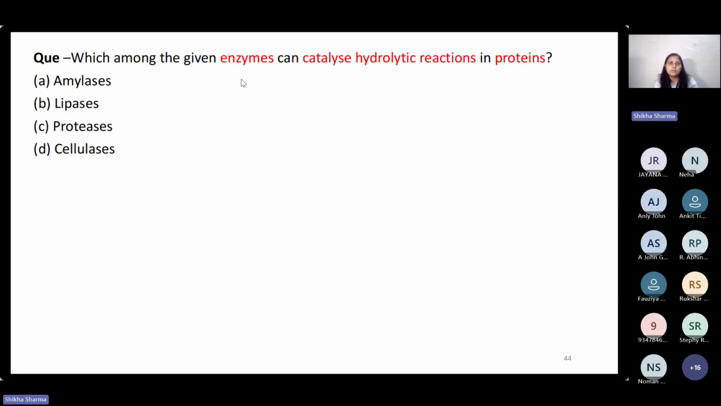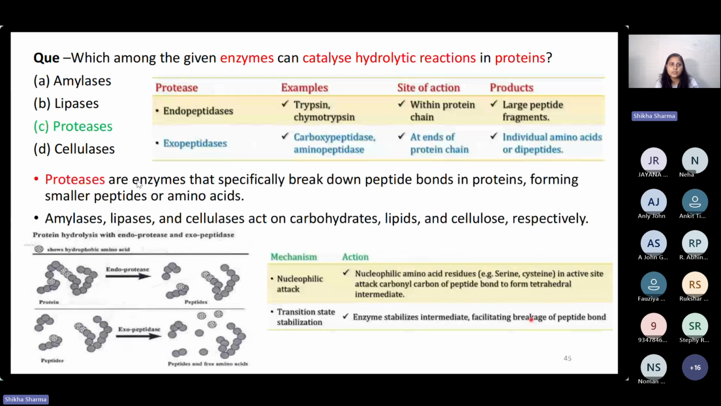Which among the given enzymes can catalyze hydrolytic reaction in proteins? This is proteases, which is the correct answer. All of you are correct. So proteases are the enzymes that especially break down peptide bonds in proteins, forming smaller peptides or amino acids.